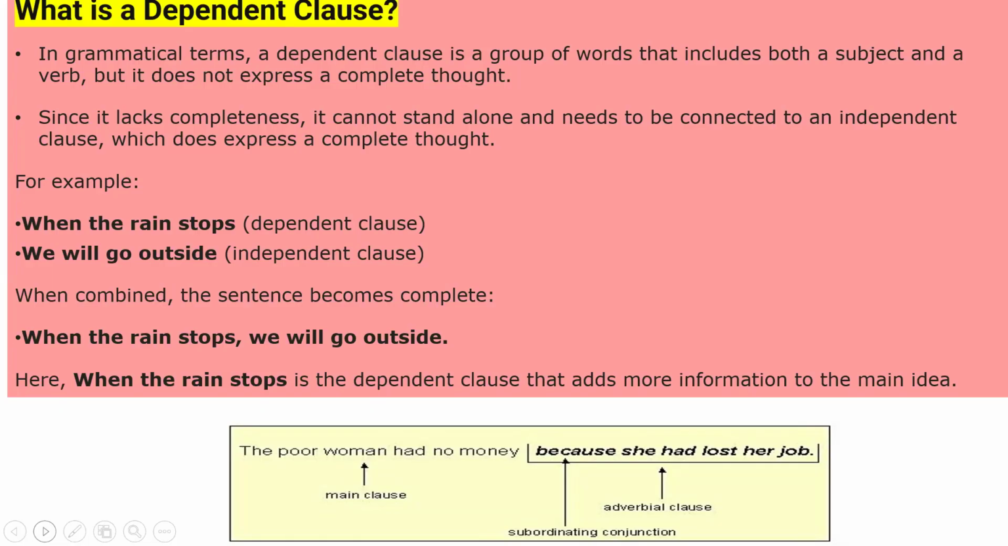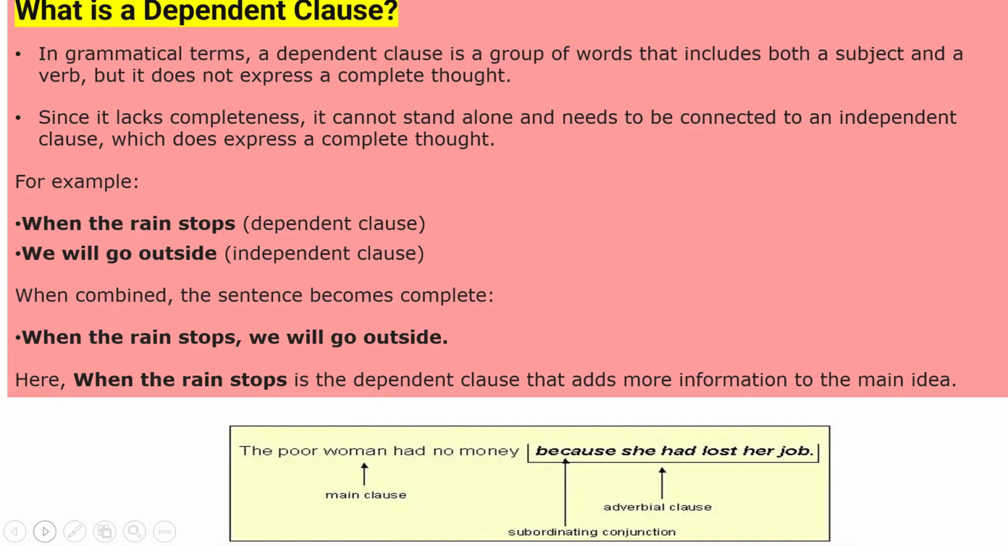For example, when the rain stops, dependent clause, we will go outside, independent clause. So we will go outside is an independent clause. When the rain stops, dependent clause. When we combine these two, the dependent one, when the rain stops, is not a complete sentence because it is not providing complete meaning.